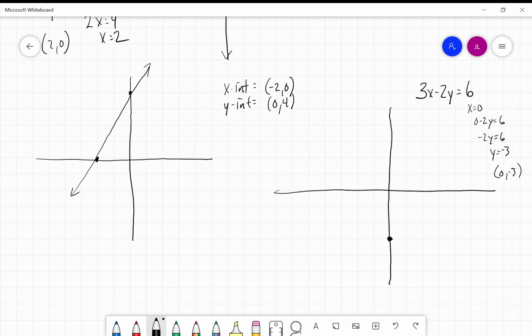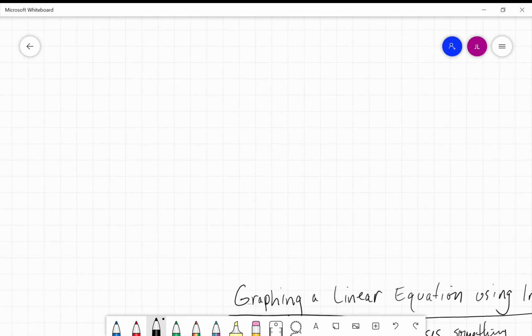So there's our y-intercept. Now what about the x-intercept? Well, we want to say y is equal to 0. In this case, we get 3x minus 0 equals 6. 3x is equal to 6, x is equal to 2. So we have another point here of (2, 0) in our xy values. So when y is 0, x is 2. There's our other point, and we can connect them. And that's really all there is to graphing a line using intercepts.